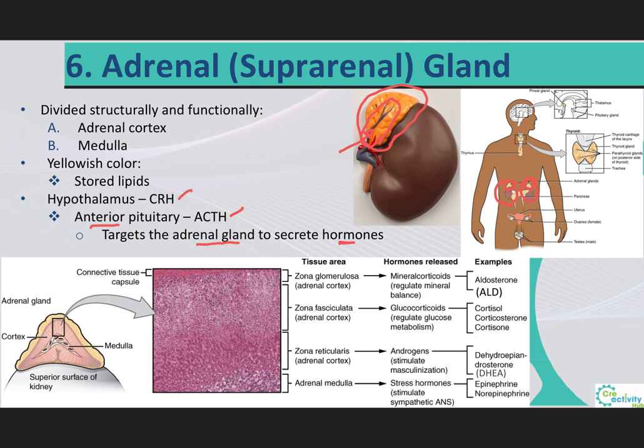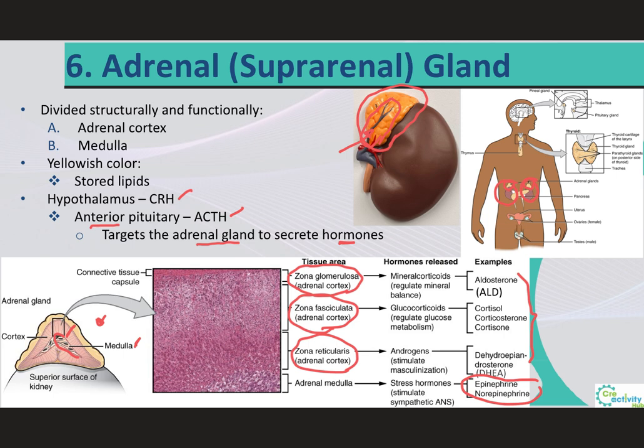Now, as we can see from this image, the adrenal cortex is the outer layer of the adrenal gland, and it will be subdivided into three different zones. We have the zona glomerulosa, the zona fasciculata, and the zona reticularis. In each of these different zonas or areas, they will secrete their own hormones. And then internally, in the middle, we have the adrenal medulla, which will then secrete its own hormones as well. And these are examples over here of the hormones that are secreted in each of these areas.